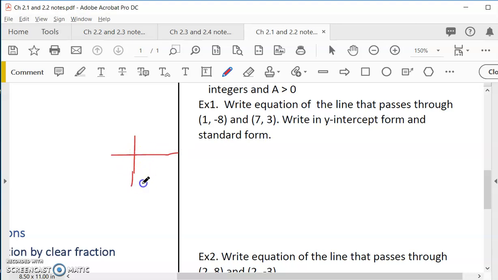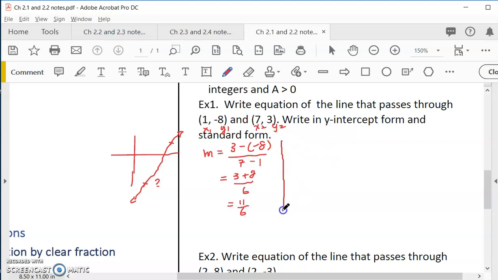1 and negative 8, right? So it'll be like here, and 7 and 3. So I want to find the equation of this line. What is the equation? First I have to find the slope, right? M: label them x1, y1, x2, y2. y2 minus y1, 3 minus negative 8, over x2 minus x1, 7 minus 1. So that would be 3 plus 8 over 6. 7 minus 1 is 6, so 11 over 6.